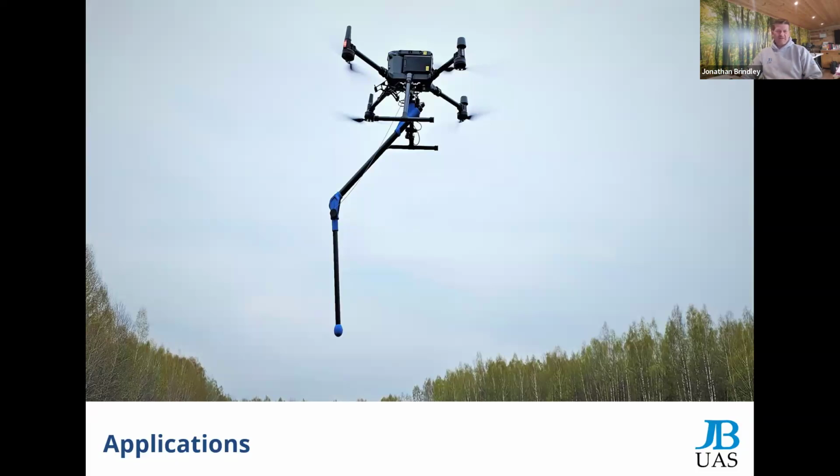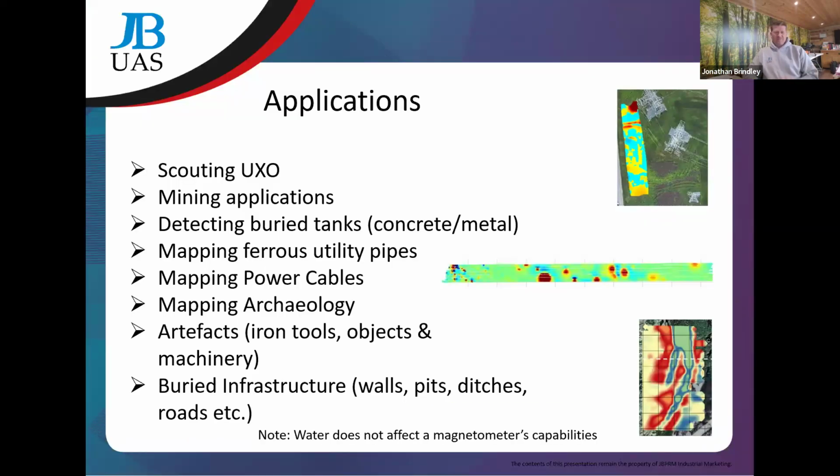So a quick review of some of the applications. All these will be familiar to you, anybody that's dealing with magnetometers, but for those who are coming into this for the first time, the obvious one is UXO. Magnetometers on a drone are being used by many UXO companies. But like I said, higher amplitude, lower noise, smaller object detection. You can be 10 centimeters off the ground with this system. That's really good. That's ideal.